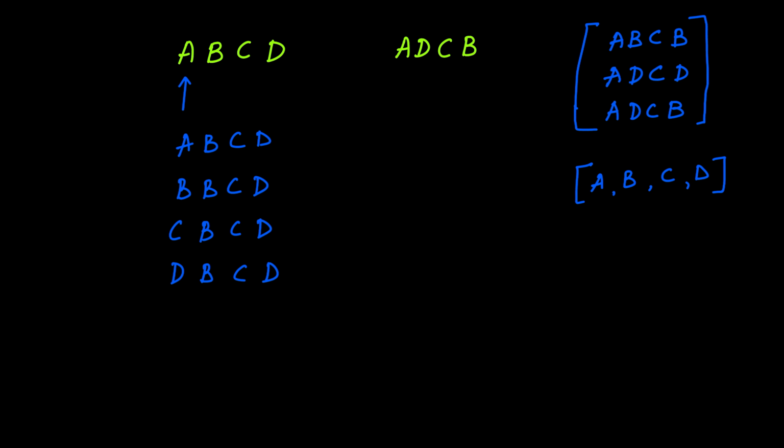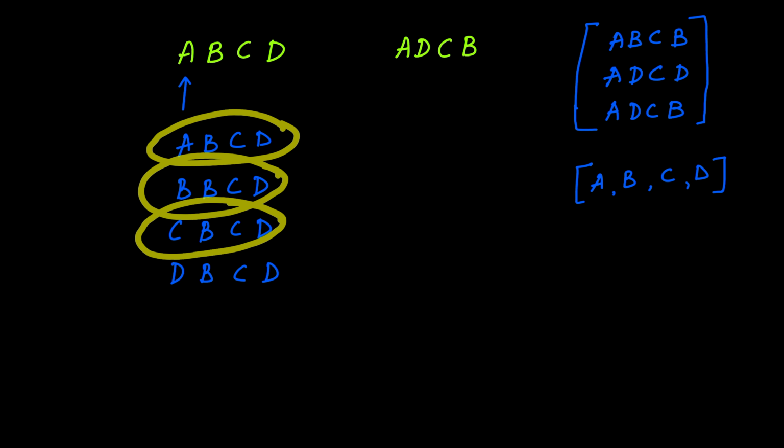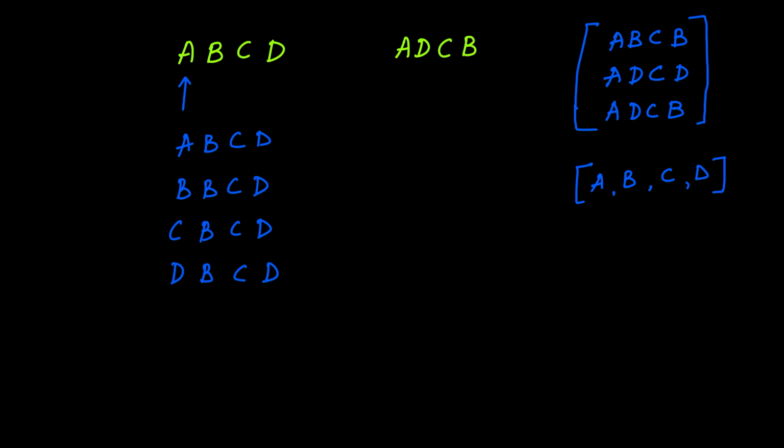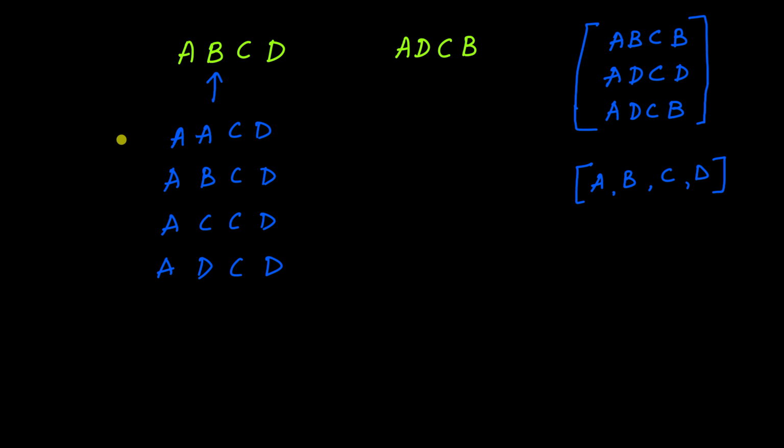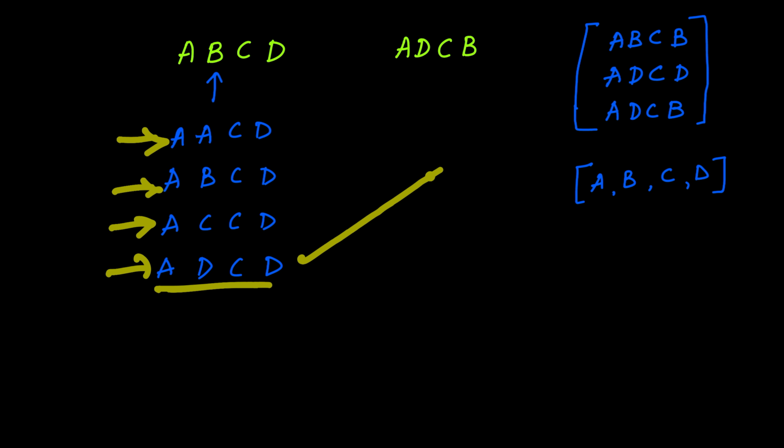Now we'll check each of them against the bank to see which one exists. As none of these combinations exist in the bank, we can't use it. So we'll increment our pointer and look at the next character in the input string, that is B. Amongst all of these four combinations, the last one exists in our bank.